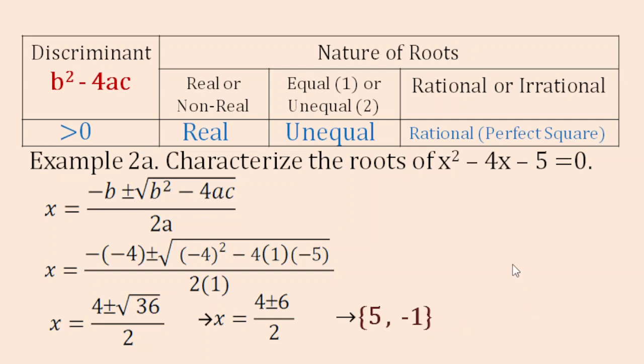And, okay, why do we say rational? Because it's a perfect square. 36 is a perfect square. And because it's a perfect square, we don't have radical anymore.